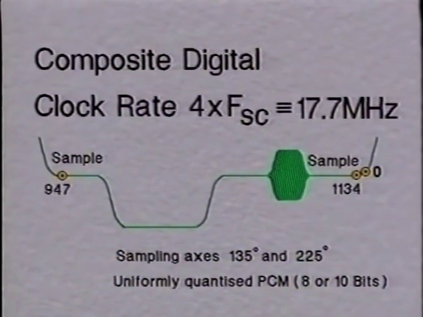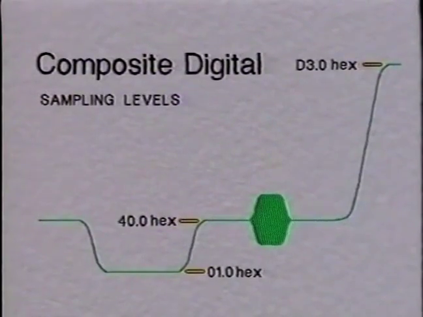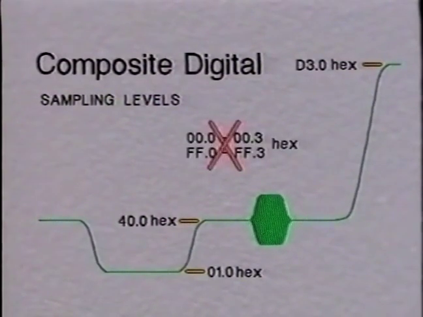In 10-bit notation, white level is D3.0 hex, blanking 40.0 and sync tip 01.0. The following are forbidden levels, as they are used for the TRS signal: 00.0 to 00.3 and FF.0 to FF.3.